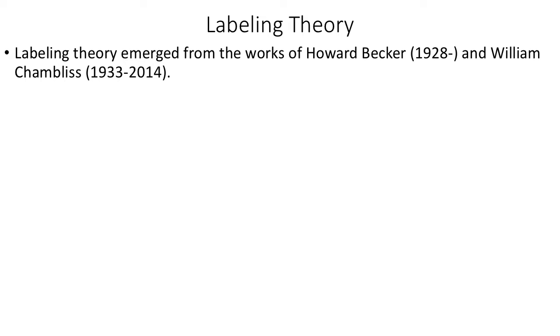Another figure in labeling theory is William Chambliss, who lived from 1933 to 2014. You should be familiar with William Chambliss because he wrote that article called The Saints and the Roughnecks. So he's a figure not just in symbolic interactionism and labeling theory, but also in criminology.